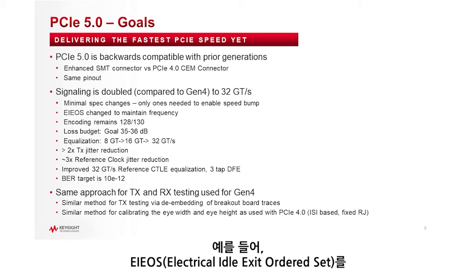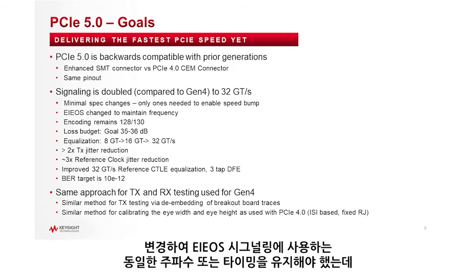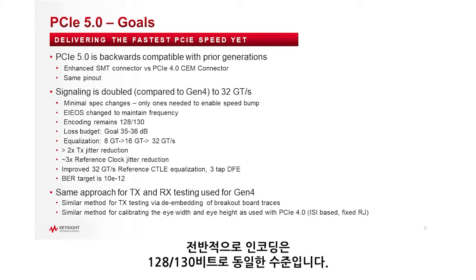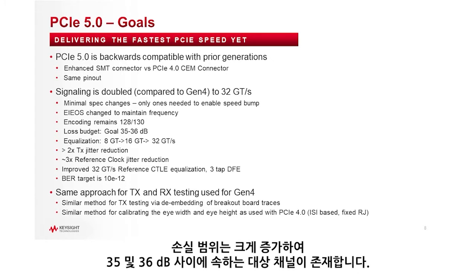For example, the exit from electrical idle ordered set, or EIEOS, had to be changed to maintain the same frequency or timing that we use for the EIEOS signaling. But overall, the encoding remains the same at 128, 130-bit encoding.